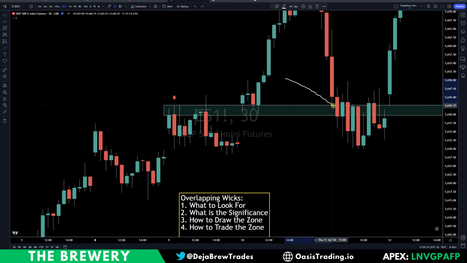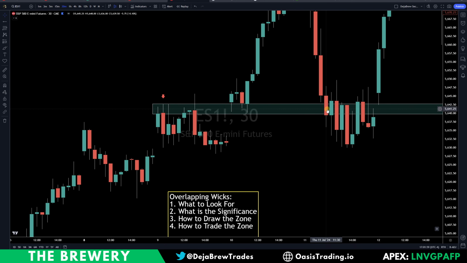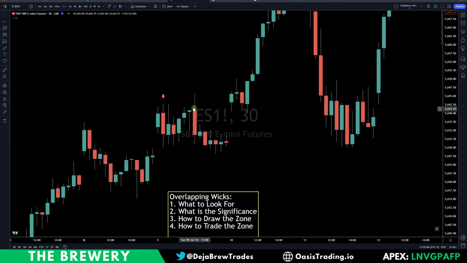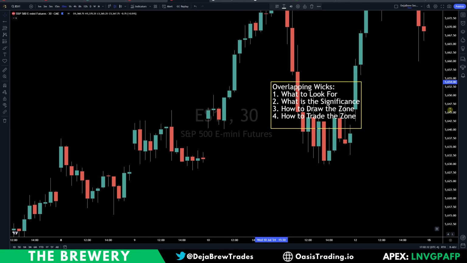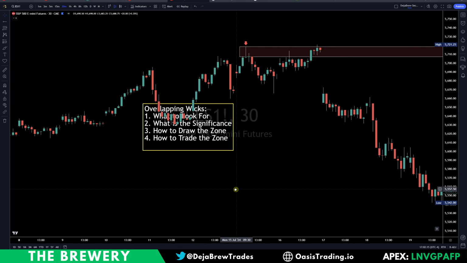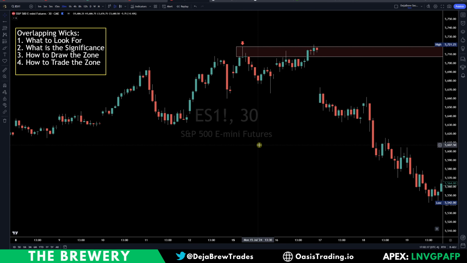But moving forward, it blew right through that zone. It kind of ignored it. Okay? So once we saw this candle right here, just completely closed through that zone, it's ignored. It's no longer a demand zone. So we just delete it from our chart and we move on. Let's take a look at a few more examples and we'll call it a video.